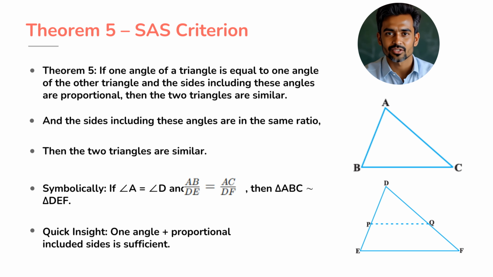And that's the AA criterion in action. By comparing just one angle and the proportional sides, we can confidently say that the two triangles are similar. This principle is extremely useful in geometry, helping us identify similar shapes even when the triangles are different in size.